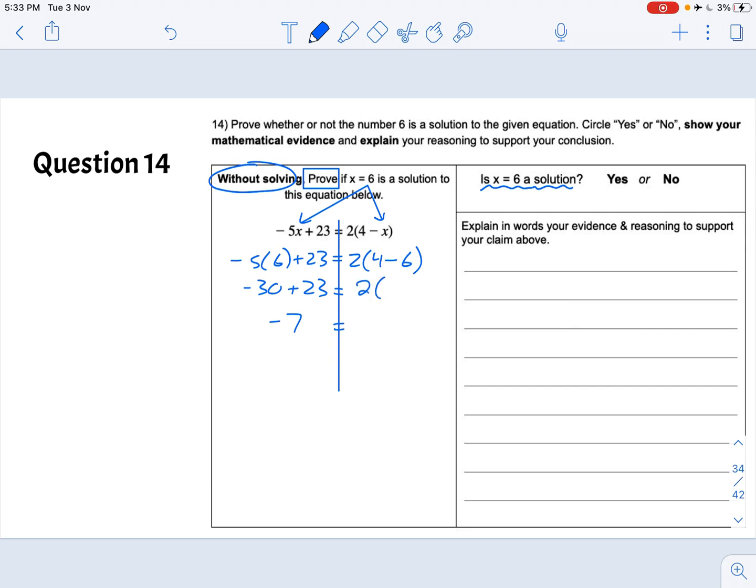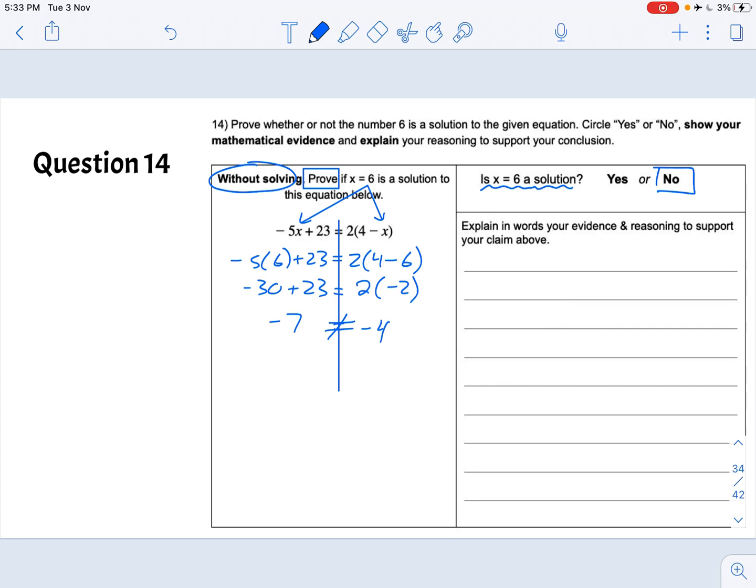Well, what happens on the right? That becomes 2 times negative 2, because that's 4 minus 6. 2 times negative 2 is negative 4. Those things are not equal. That's why I put that line there in the middle. If they're not equal, that means 6 doesn't make it a true statement. So that tells us, no, it's not going to be a solution.